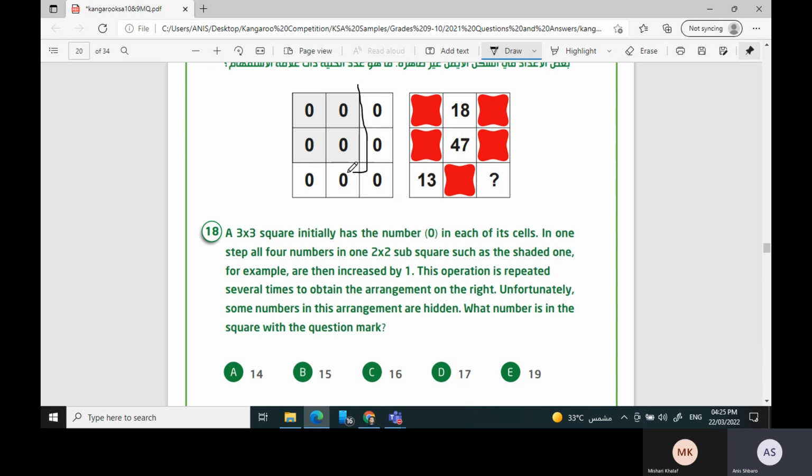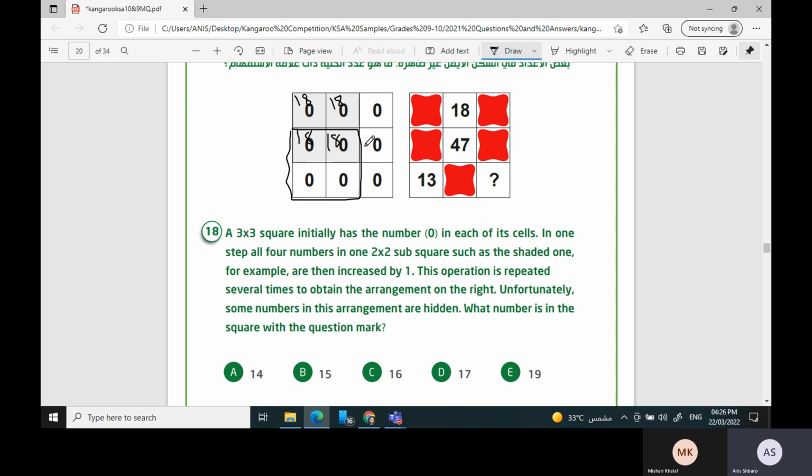In other words, look at these four. If I click them 18 times, I'm going to obtain 18 in all four squares. The next step is the following: I click on another four squares. So for example, these four.